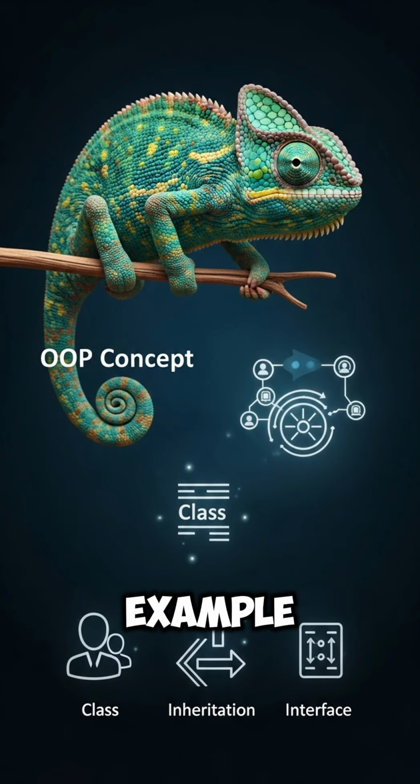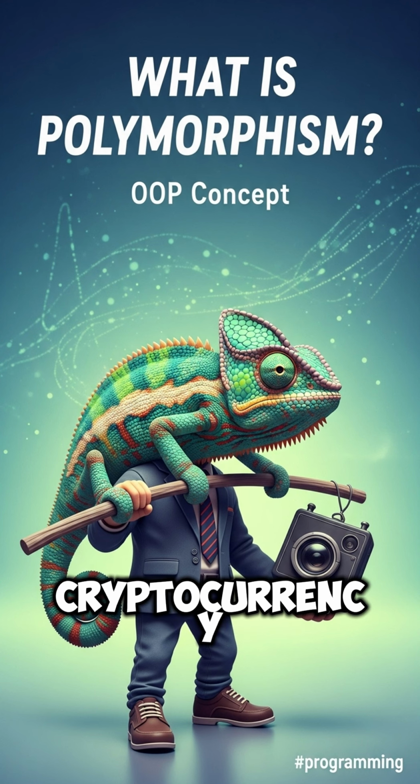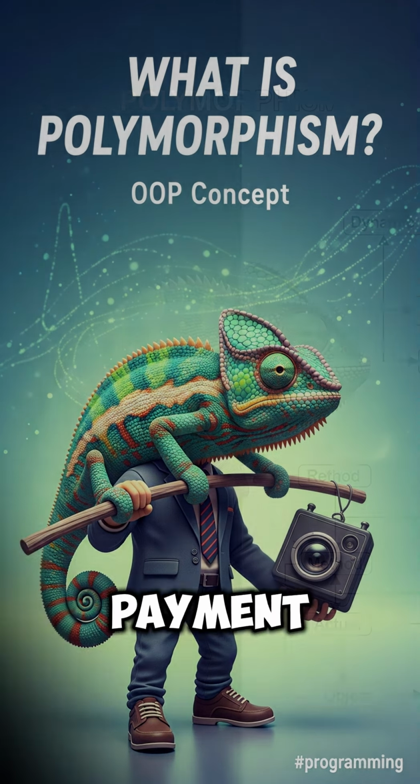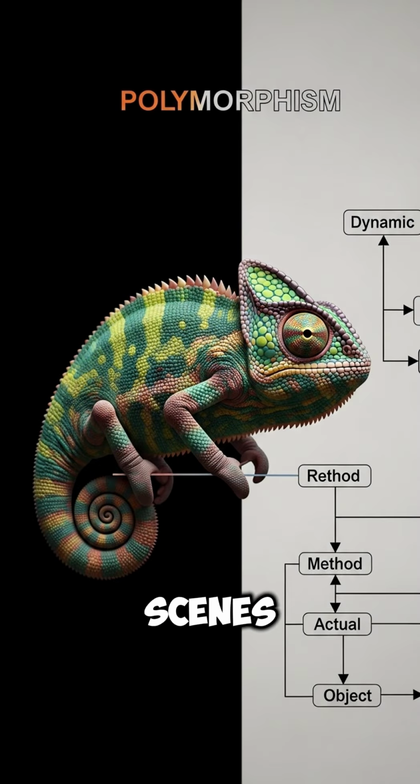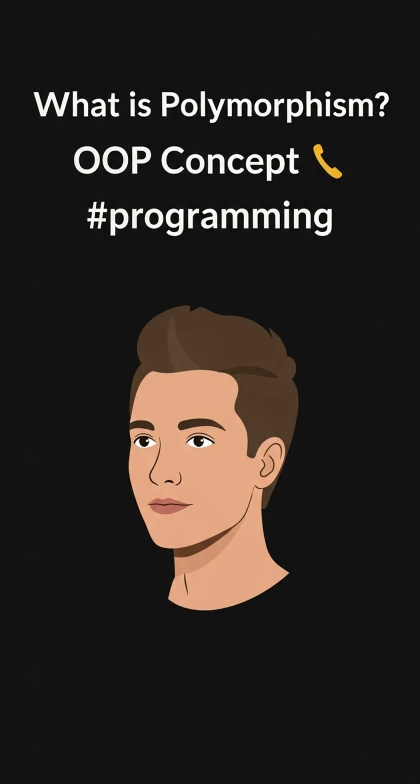Real example. Think about payment systems. You have a process payment method. Whether the user pays with a credit card, PayPal, or cryptocurrency, you call the same method, but each payment type handles it differently behind the scenes. One interface, multiple implementations.